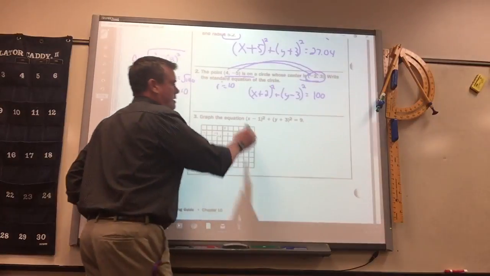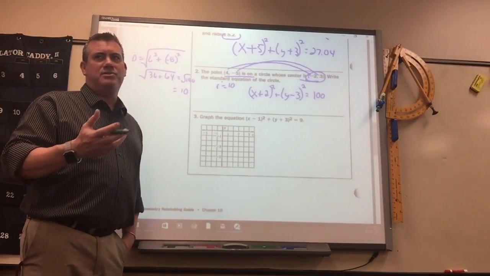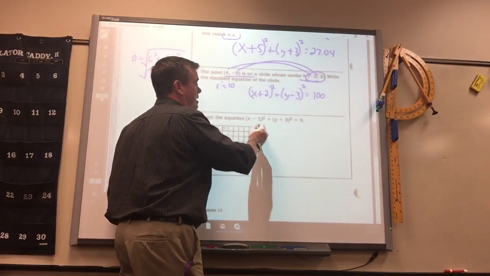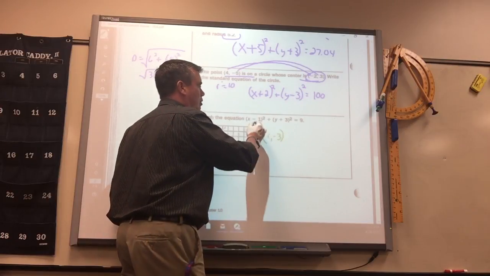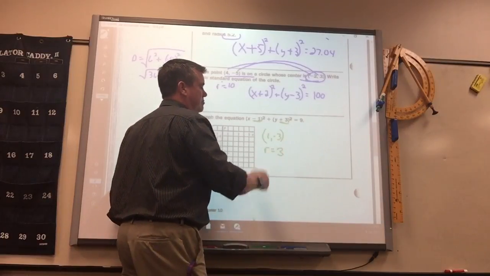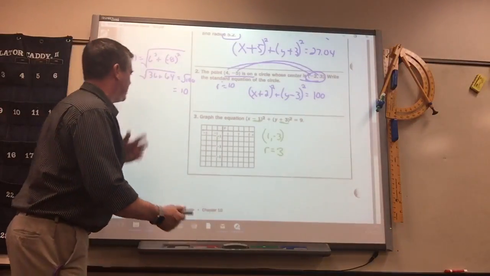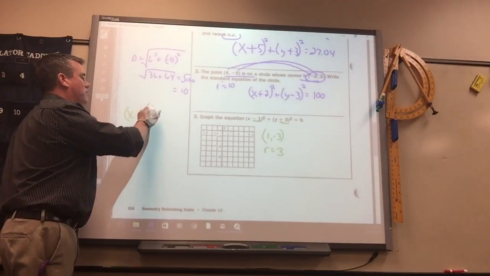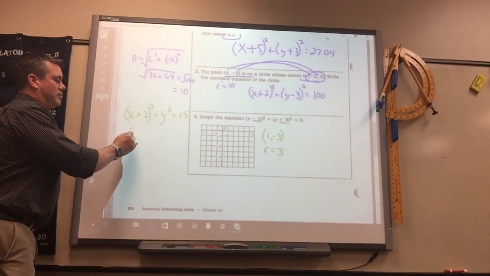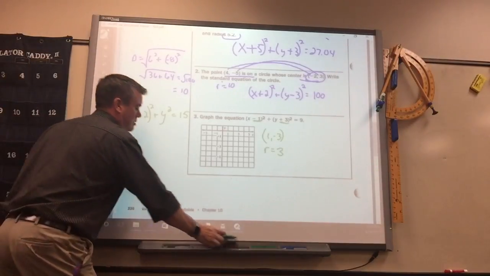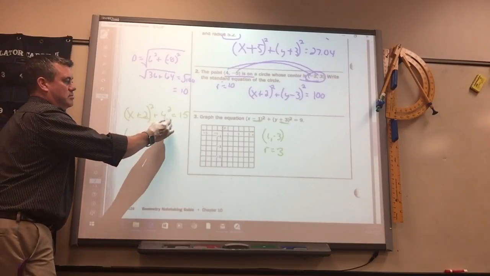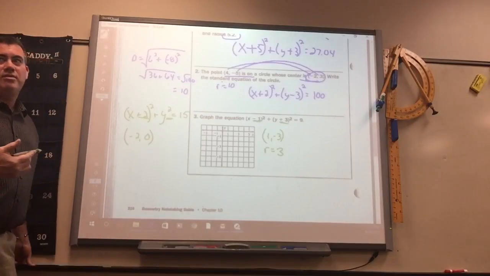Graphing. Part of our assignment today is you just got to find the center and the radius by looking at the equation. So the center would be 1, negative 3. Remember, it's the opposite of those two. And the radius is just 3. Okay? If you had something like this, which we will, the center is negative 2 and what? 0, there's nothing with the y, so it's 0.